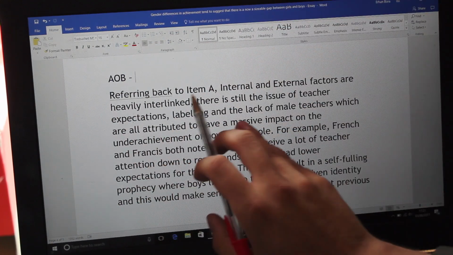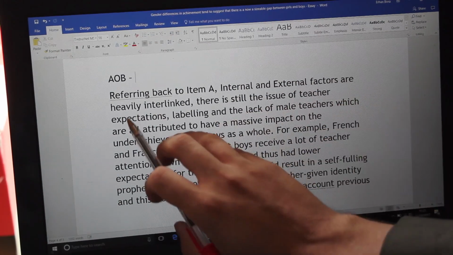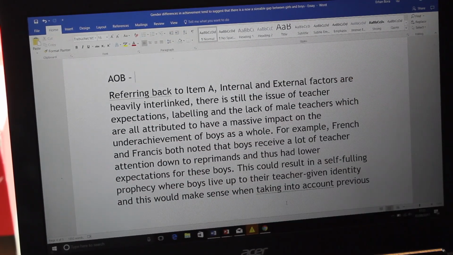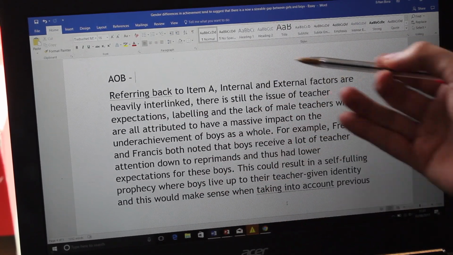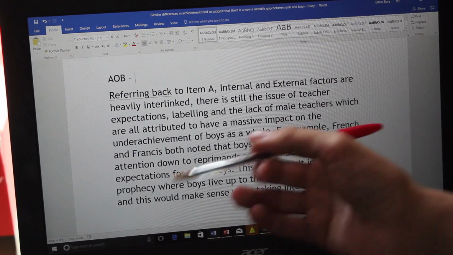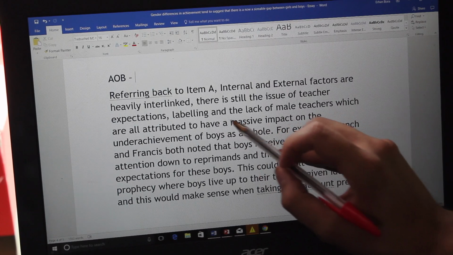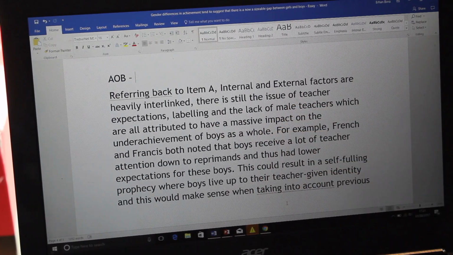So I haven't referred to the item for a while, so referring back to Item A, internal and external factors are heavily interlinked, meaning that these issues are closely entwined, they overlap quite a lot. And there's still the issue of teacher expectations, the labelling, and the lack of male teachers, which are all attributed to have a massive impact on the underachievement of boys as a whole. So what I've done here, I've included concepts and issues that I knew were relevant to the question.